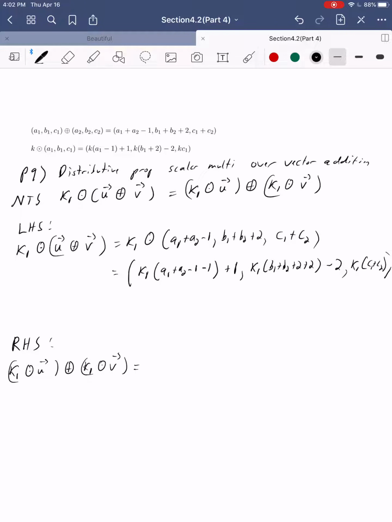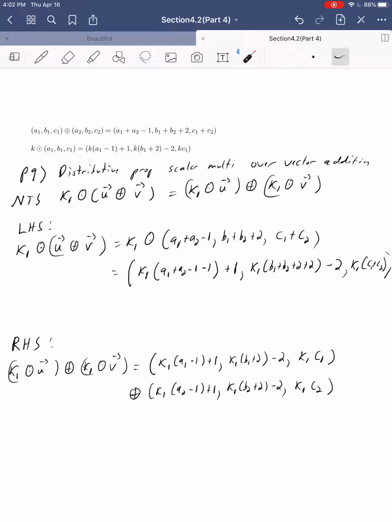So let's go ahead and take a look at what those are going to look like. This guy is going to look like K1, A1 minus 1 plus 1, K1, B1 plus 2 minus 2, and then K1, C1. And then that's going to be vector added to this guy, which is going to be K1, A2 minus 1 plus 1. K1 B2 plus 2 minus 2, and then K1 C2.